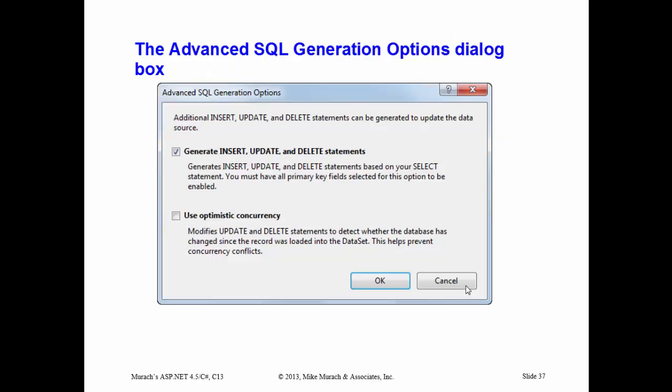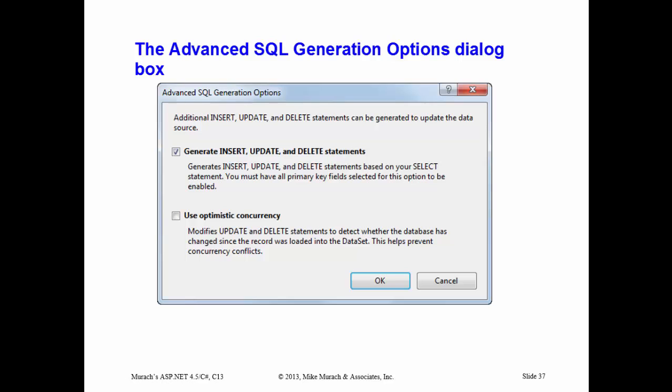There are some advanced SQL generation options. So when you're generating your SQL, when you're walking through the wizard, typically it's going to generate insert, update, and delete statements for you, if it can. So what are the requirements for being able to do that? You've got to be going against a single table, not against a view that joins two tables. You've got to be going against a table that has a primary key defined. Those are probably the two main things. So if those are true, then you'll be able to check this off, and Visual Studio will be able to generate insert, update, delete statements for you.